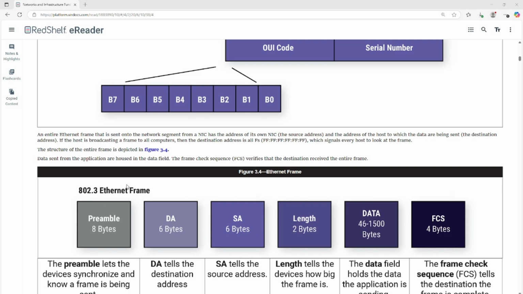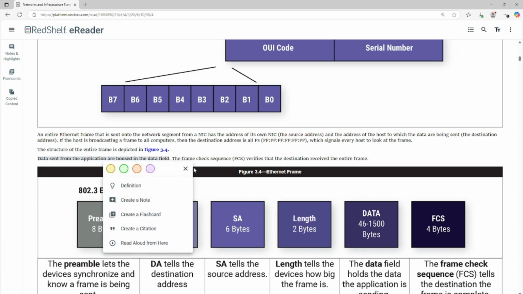When we looked at the 7 layers of the OSI model, when we talked about data link, we talked about frame, the Ethernet frame, and we did mention this. So I don't expect this to be strange to you. So what you have to understand here is data sent from the application are housed in the data field.